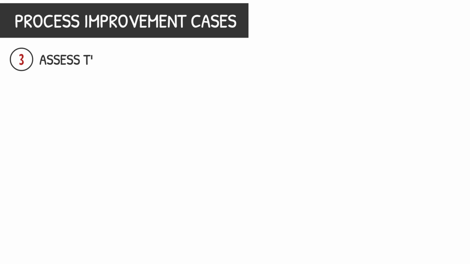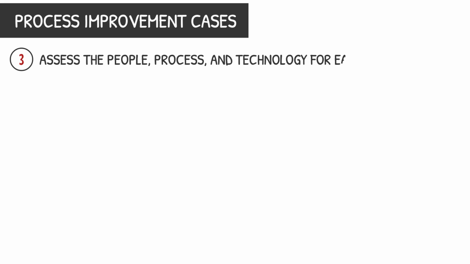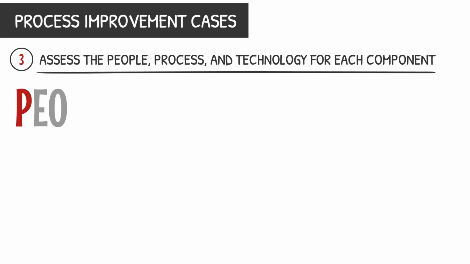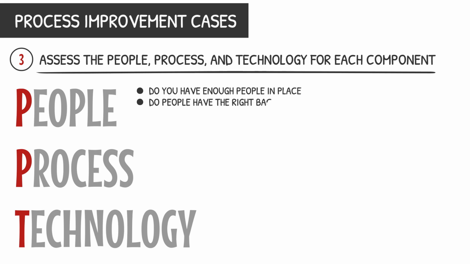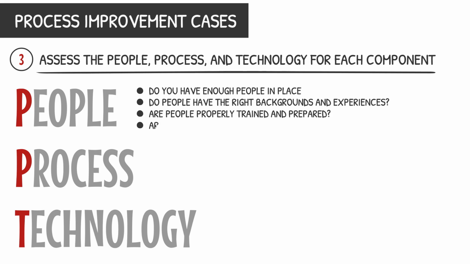Step 3. Assess the people, process, and technology for each component. The third step is to assess the people, process, and technology for each component. This is known as the PPT framework. People. Do you have enough people in place? Do people have the right backgrounds and experiences? Are people properly trained and prepared? Are people being managed and motivated properly?